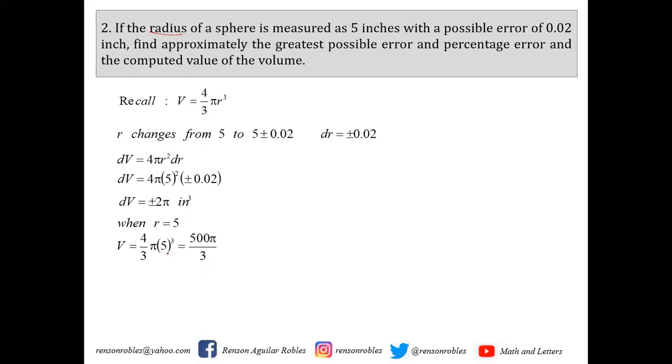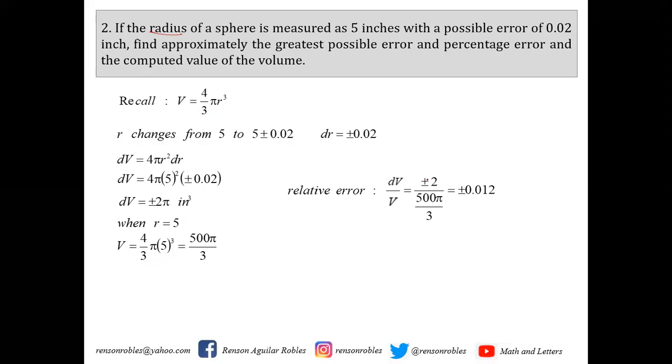Let me check it first. That's 5 cubed. Yeah, I think that's correct. That's 5 cubed times 4 pi over 3, and this is 125 times 4, that's 500 over 3. And therefore, the relative error is given by dV over V.